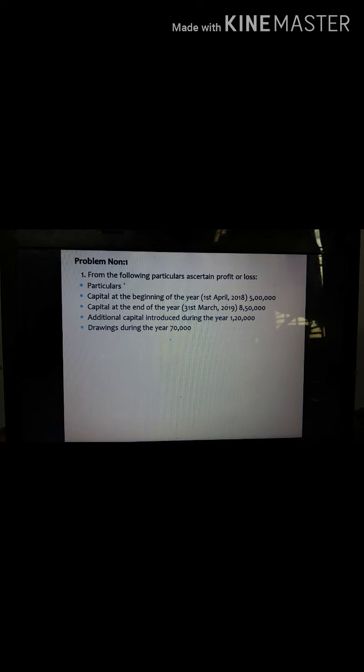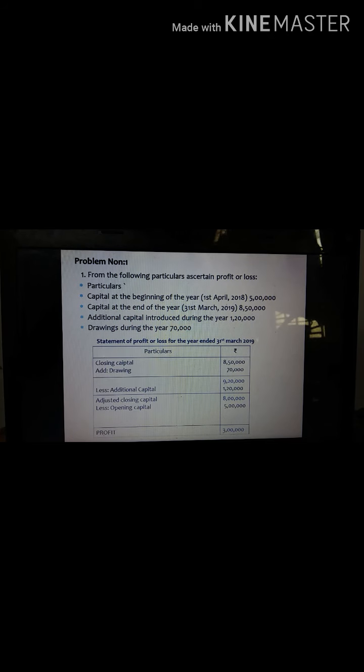So you have to open a statement of profit to find out the profit made during the year, on a single side. Write statement of profit or loss for the year ended 31st March 2019. Write the particulars and amount columns, and put the sign. Then closing capital. Capital at the end of the year, 31st March 2019, is 8,50,000, as given in your exercise. You put that closing capital first.